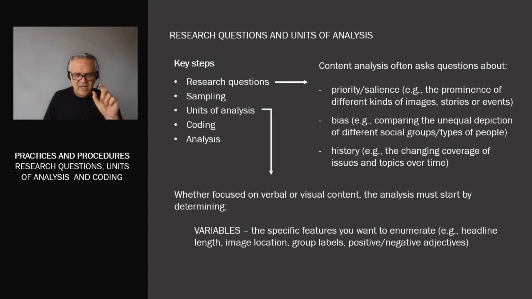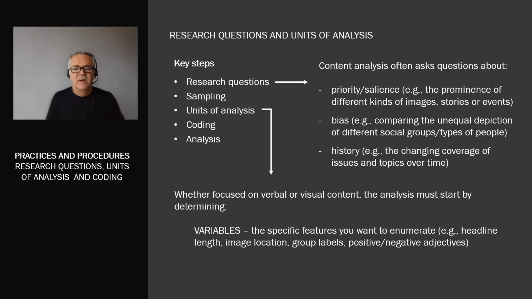A variable, just to recap, is the specific feature the researcher wants to enumerate or count. And this could be, for example, something like headline length or image location or group labels or positive and negative adjectives. And in the Hoyer et al. study, for example, they looked at whether people were clothed or unclothed, how much body was shown or not shown, and so on. For the University of Southern California study, the main variables were presence and absence of women, disabled people, queer people, or people of color, and whether or not they were in a speaking role or not, whether they were the main character or not.